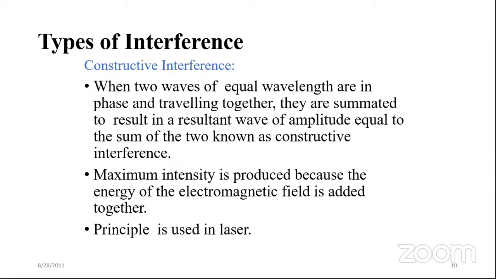Constructive interference: when two waves of equal wavelength are in phase and travel together, they are summated to result in a resultant wave of amplitude equal to the sum of the two, known as constructive interference. In constructive interference, maximum intensity is produced because the energy of the electromagnetic field is added together. And this principle is used in laser.